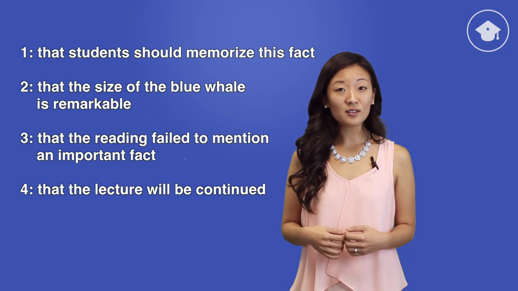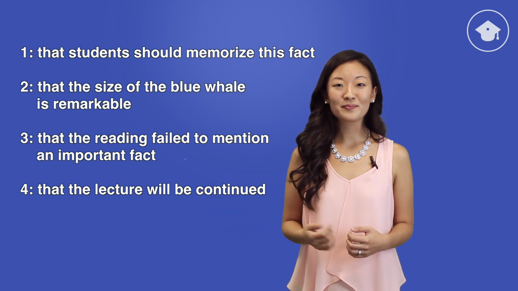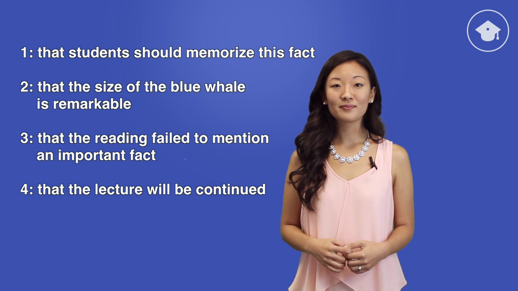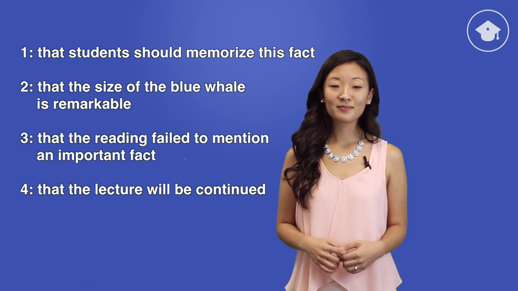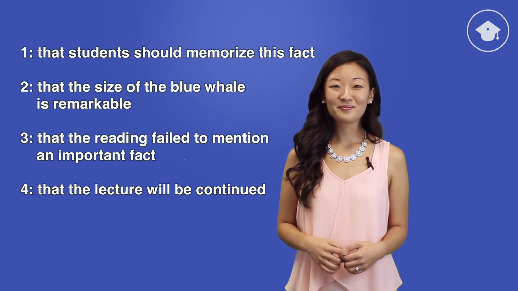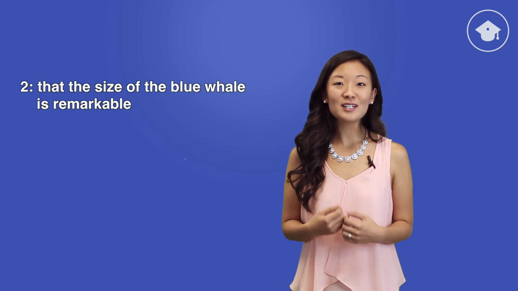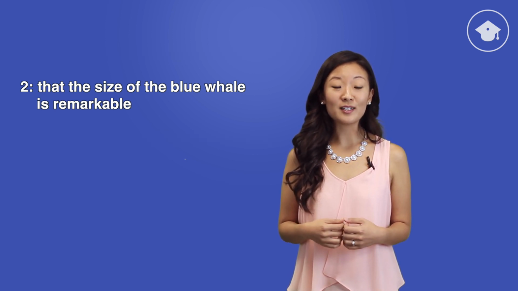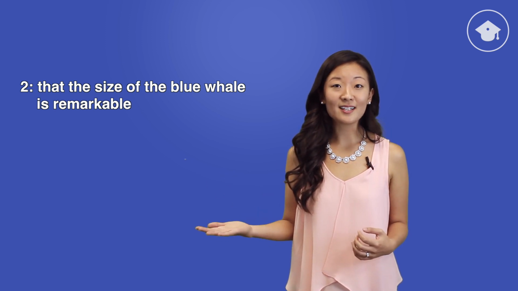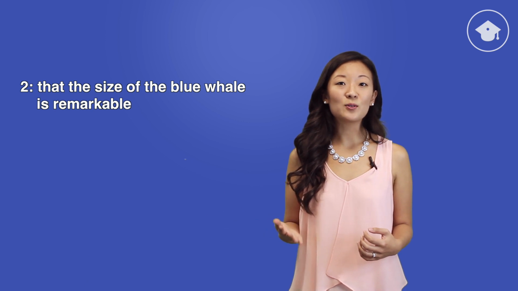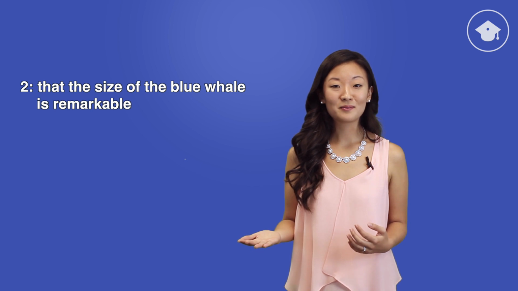Based on what we guessed earlier, which of these answers is right? I'll give you a minute to think about it. That's right, it's choice 2. The professor implies that the size of the blue whale is remarkable. Remember, as long as we use the context to make a good guess, the answer choice that's the most similar to our guess will almost always be the right one.